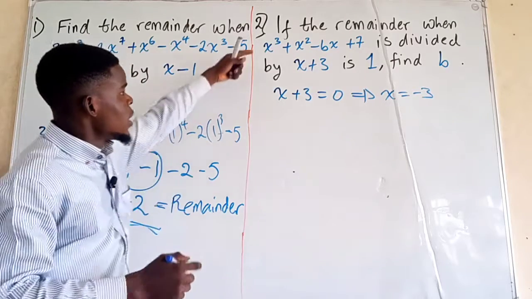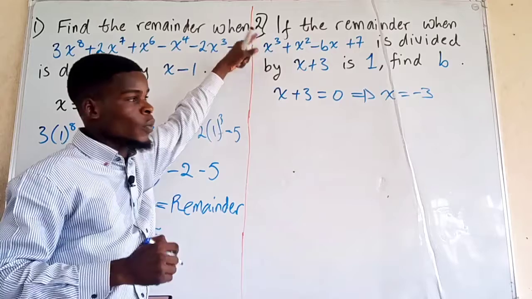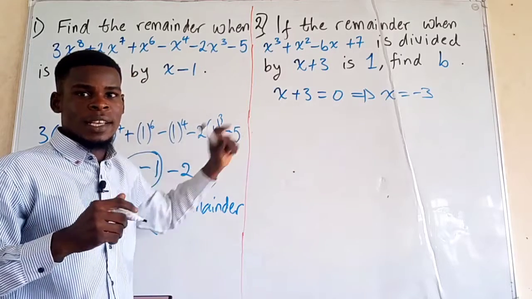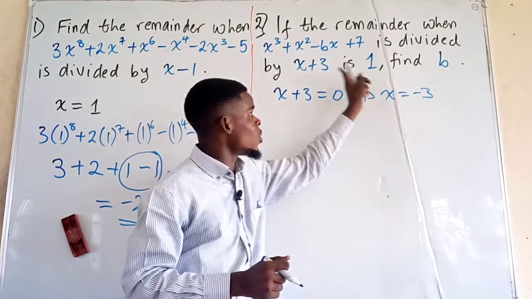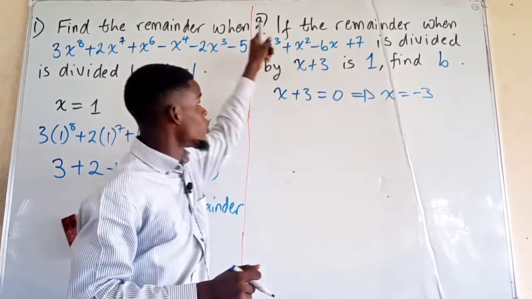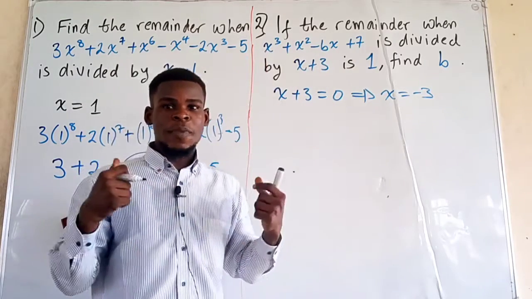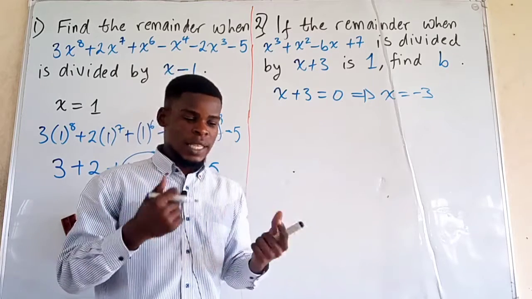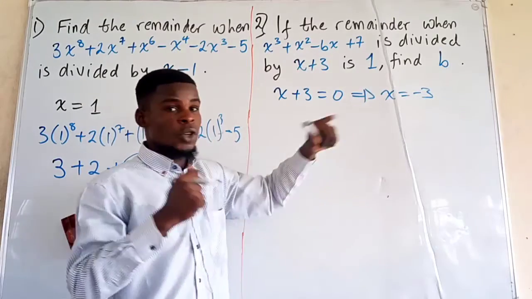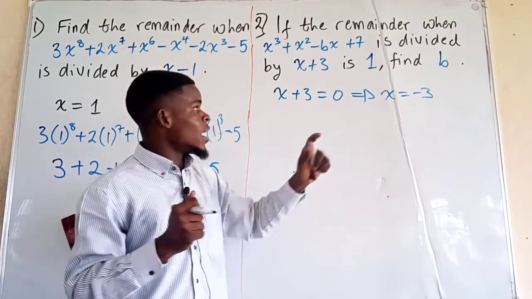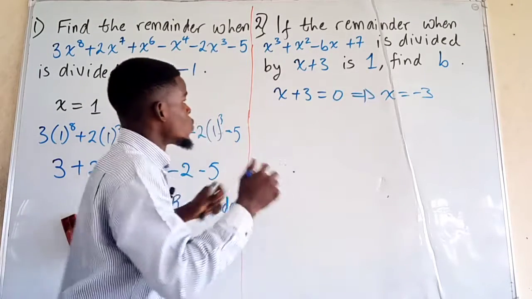So in this polynomial right here, we are going to substitute negative 3 for x. And you know what? When we substitute this root of the factor of the divisor into the polynomial, the result is always the remainder according to the theorem, which we stated and proved in our previous video. So when we do that, the result is going to be the remainder, and right here the remainder is 1.